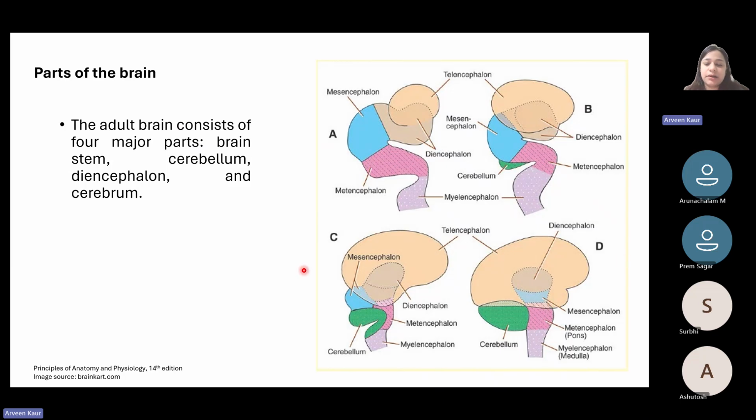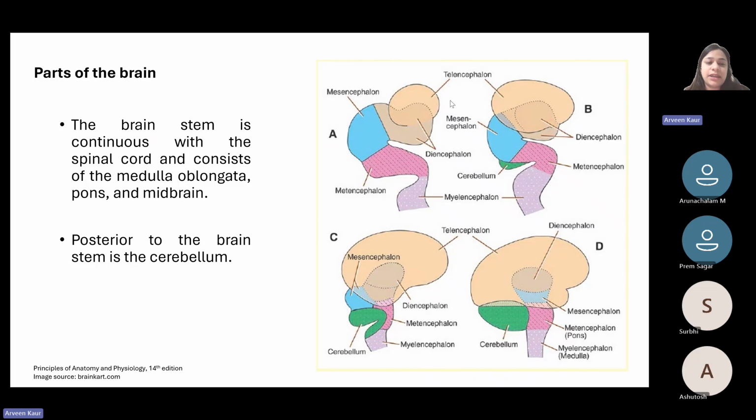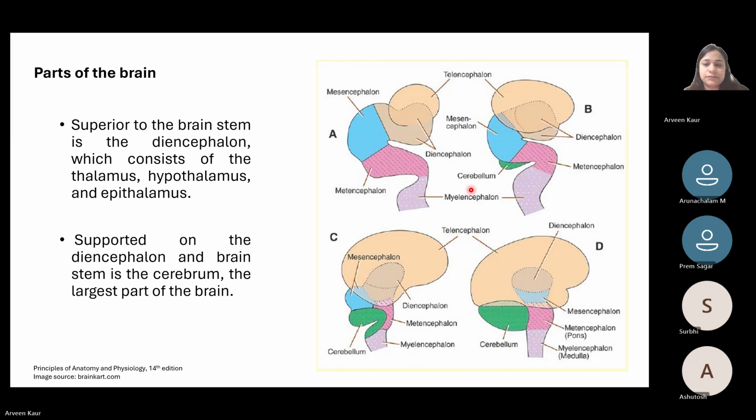cerebellum. So the brain stem is continuous with the spinal cord and consists of the medulla oblongata over here, the pons, and the midbrain. Posterior to the brain stem is the cerebellum. Superior to the brainstem is the diencephalon over here, which consists of the thalamus, hypothalamus, and epithalamus. We'll come to where exactly those are. Supported on the diencephalon and the brainstem is the cerebrum, the largest part of the brain.